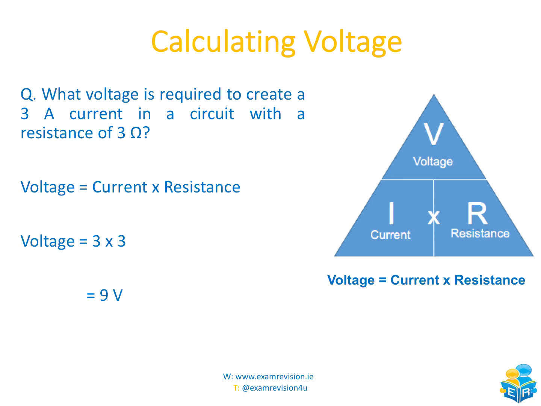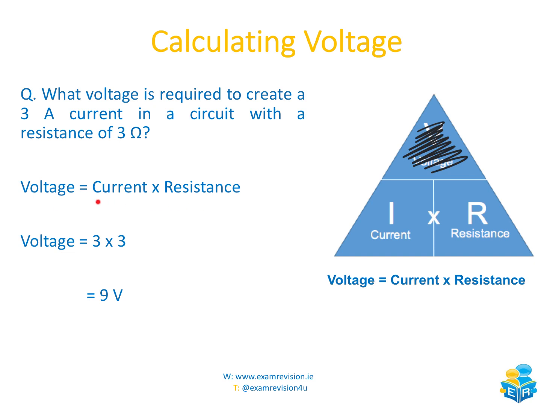Now we're going to have a look at a couple of examples of calculating voltage, current, and resistance. So we know over here, how do we calculate the voltage? Well, let's cover up voltage. What are we left with? It's the current times the resistance. So let's have a look. What voltage is required to create a 3 amp current in a circuit with a resistance of 3 ohms? So 3 amps, that's the current, 3 ohms, that's the resistance.